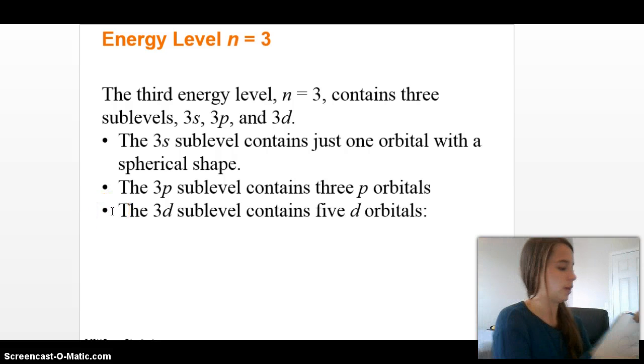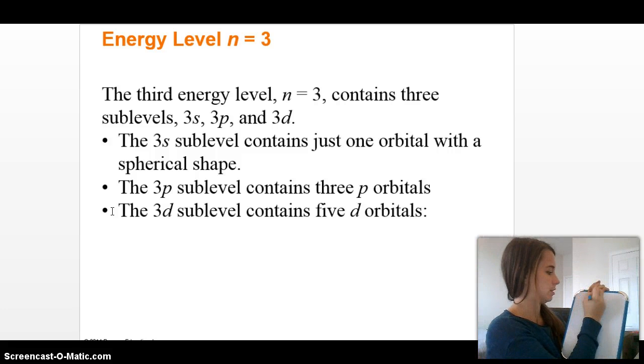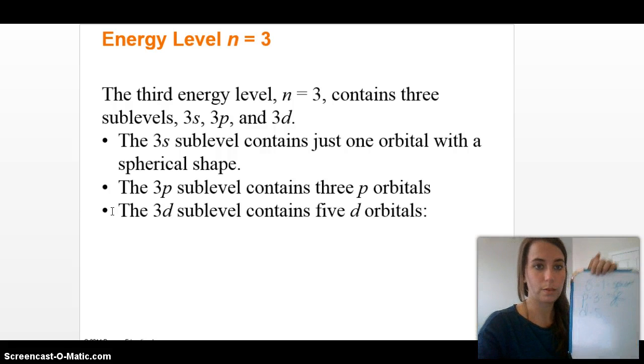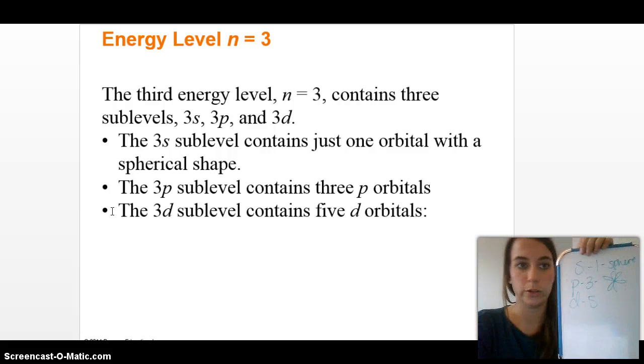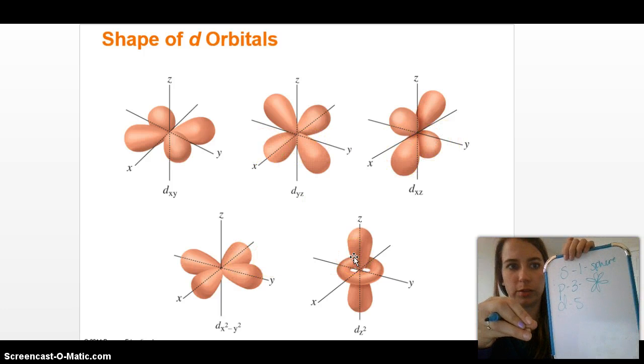So if I were to make a little chart for myself, I would know that s has 1 orbital, it's a sphere. P has 3 orbitals, and they're shaped like our special flower here. D has 5 orbitals. I'm going to show you the shape of those, but you're not going to have to know those. So here's the shape. This is 1, 2, 3, 4, 5. Put them all on top of each other, and that's what the d orbital looks like.